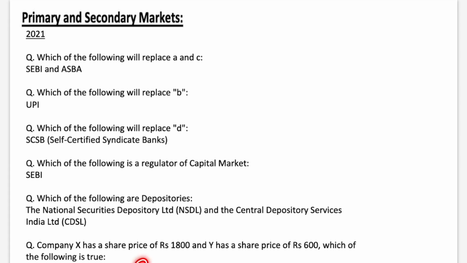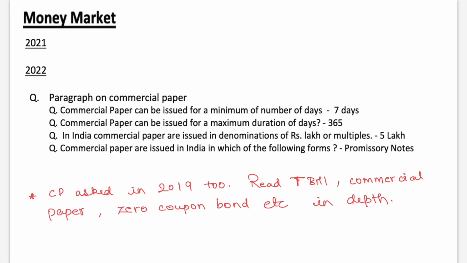And then there was a numerical here. Though a numerical was not asked in 2022, in 2021 there was just this one numerical, and it was pretty easy. P by E ratio निकालना था, so just go through it once when you are seeing your static question part. Then let's come to money market.